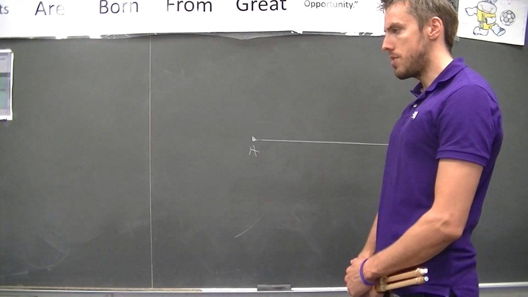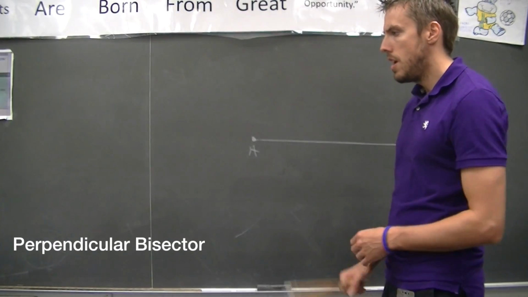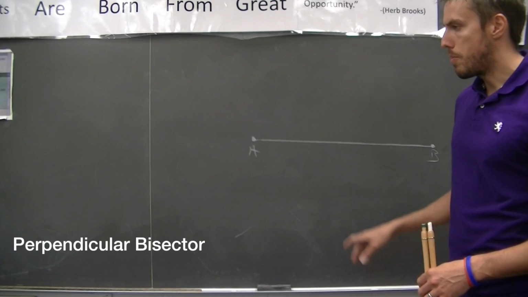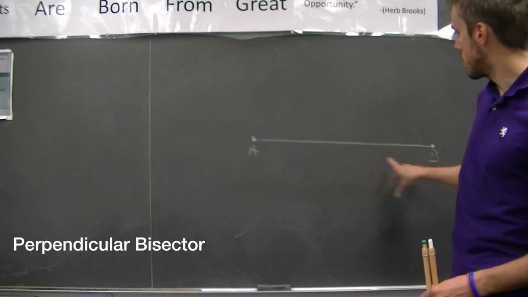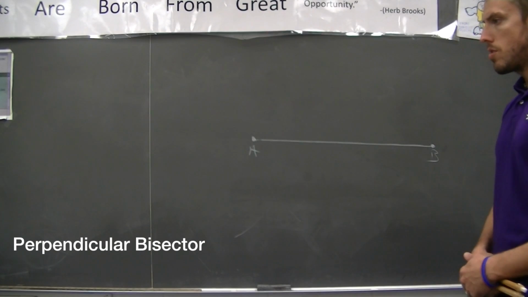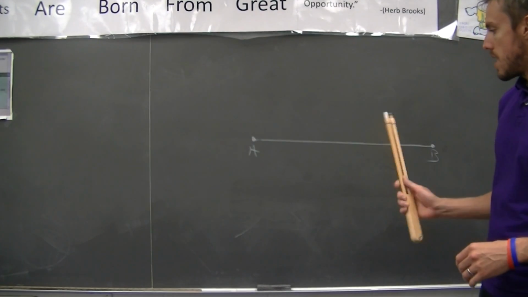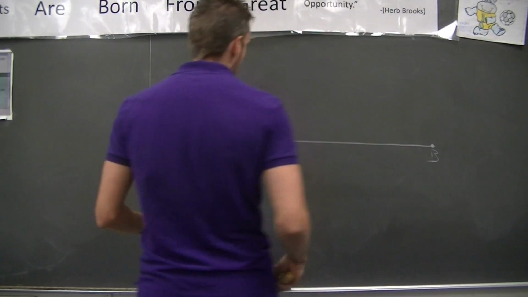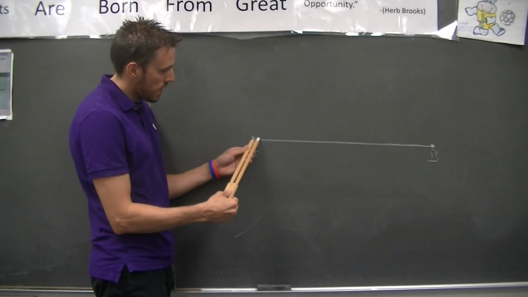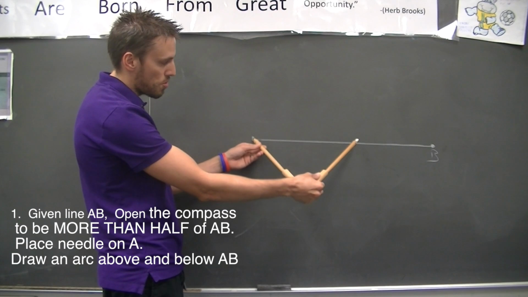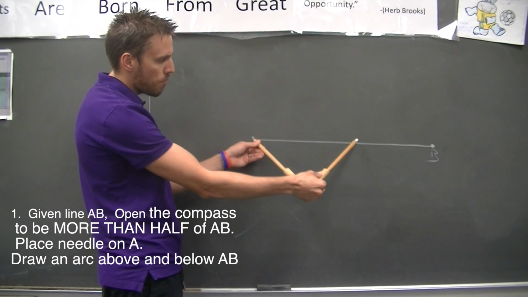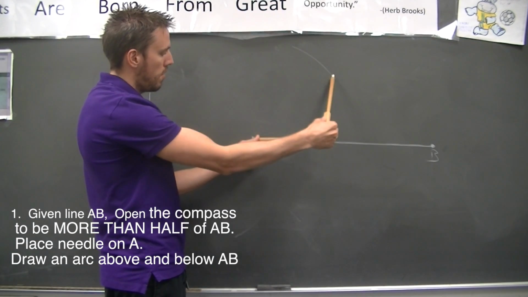Okay, this is going to be constructing perpendicular bisectors. I need to create a perpendicular bisector CD that bisects and is perpendicular to this segment here, AB. So what I'm going to do is take my compass and start at one of the points and open it past the halfway point. This is very similar to midpoint. Past the halfway point, I'm going to give an arc above and below.